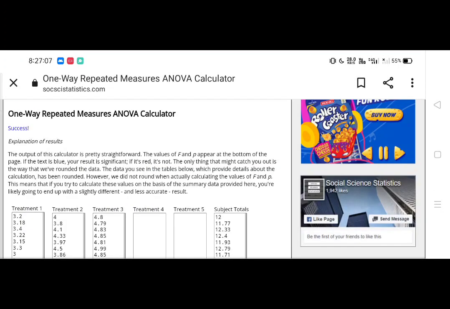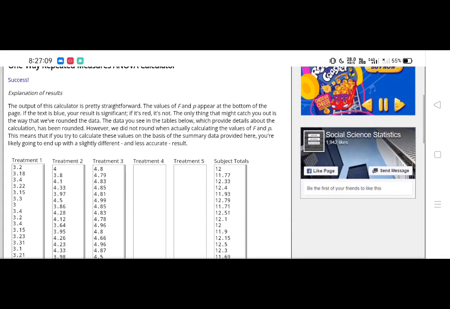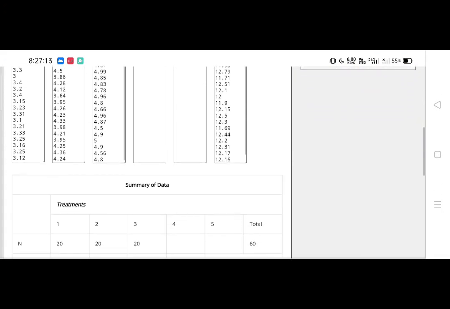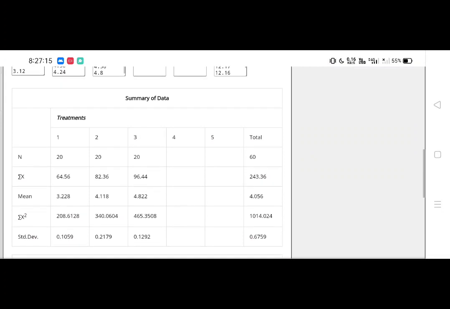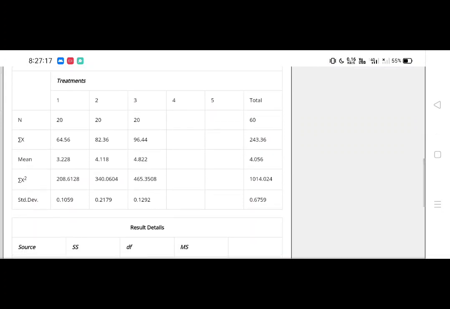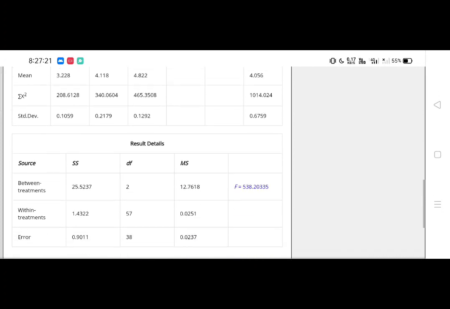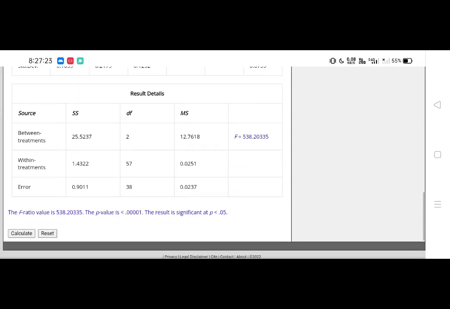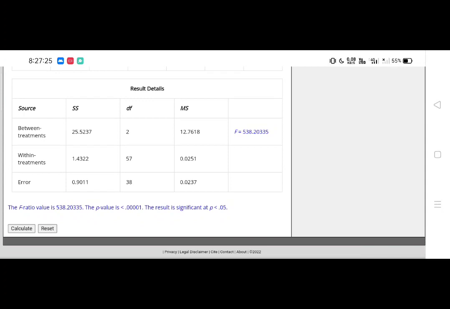We now have the result for the ANOVA test. A total of 60 data samples. The mean is 4.056 and the F ratio value is 538.20335. The p-value is less than 0.0001. The result is significant at p less than 0.05.